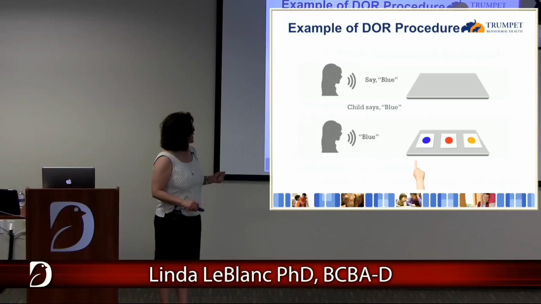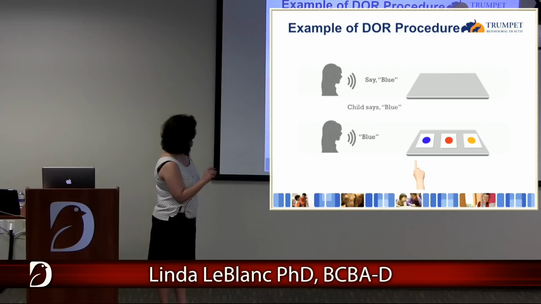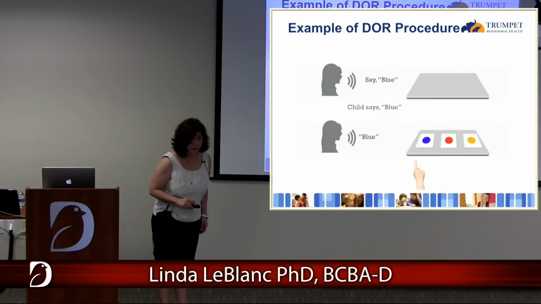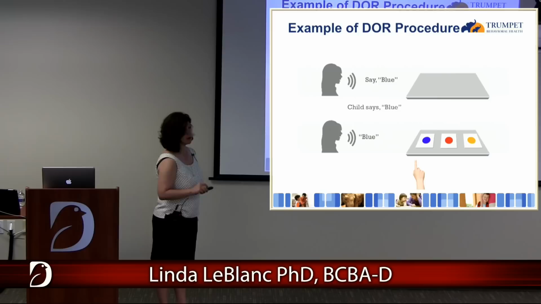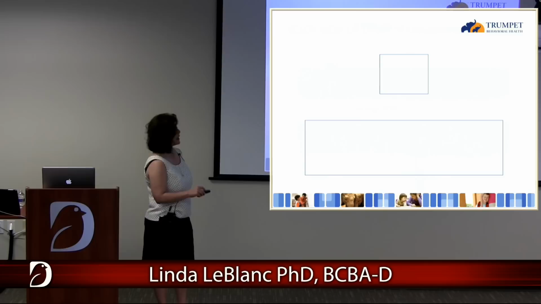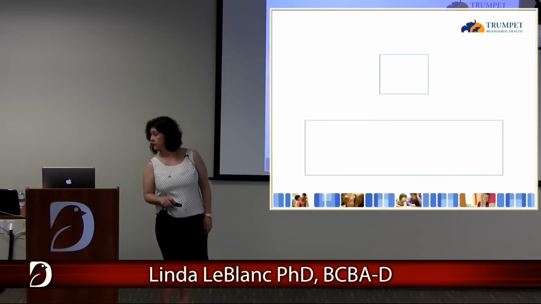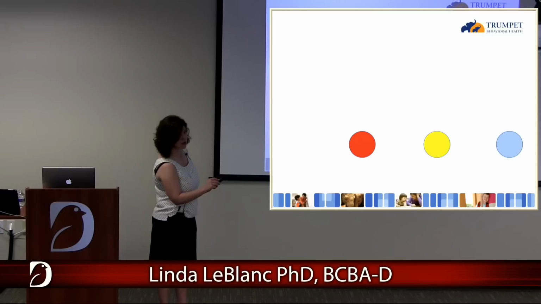So here's what that might look like. This would be a differential observing response. I say blue, and there's no array out there yet. You can't pick one yet because it's not out there. The child says blue, and now I present the array, and the child scans and points to one. Okay. This is another option. White square, I say red. When the child touches the white square, these become available, and now the child can pick red.